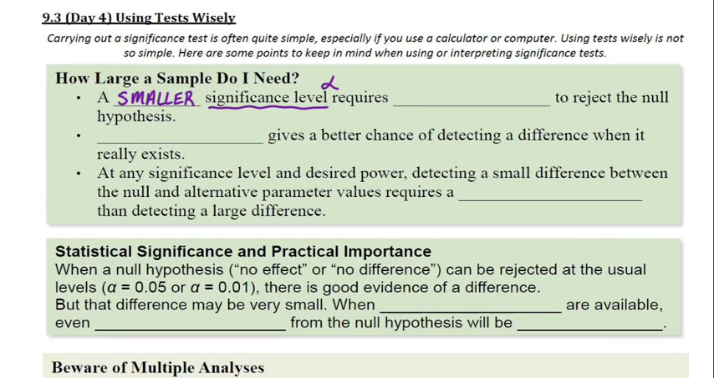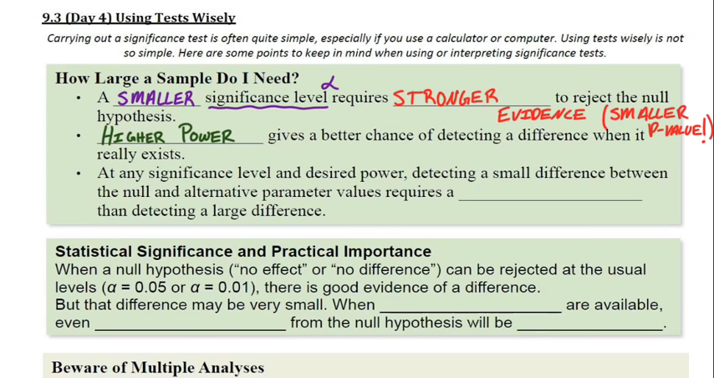So we know a smaller significance level, like a smaller alpha, is going to require stronger evidence to reject the null hypothesis. In other words, to be able to reject the null hypothesis, we're going to need a smaller p-value. A higher power gives a better chance of detecting a difference when it actually exists. Right? So we like power, right? Remember, if a blood test is very powerful, it's a pretty good chance it's going to detect a difference in the blood, right? You're going to set it off.